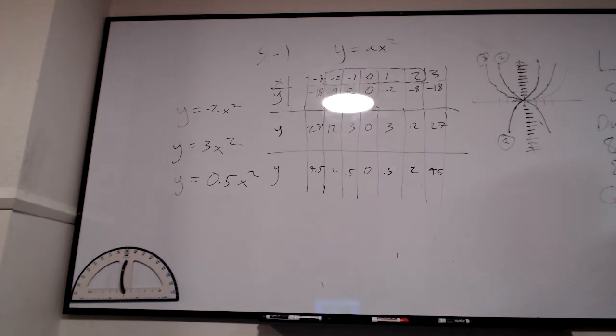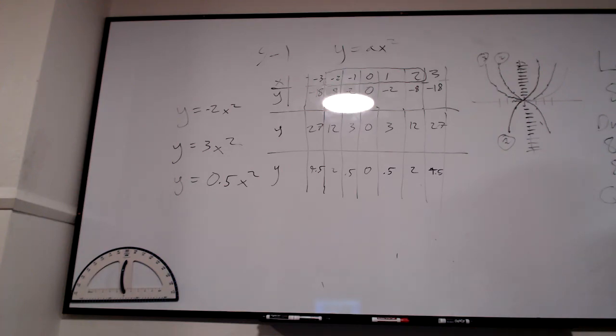What about 3x squared? Where is its vertex? Where does it change direction? Where does it stop going down and start going up? Well, it starts going down. I didn't say where does it start going down. Where is the point where it changes direction? At 0, 0. Very good. So their vertexes are the same?